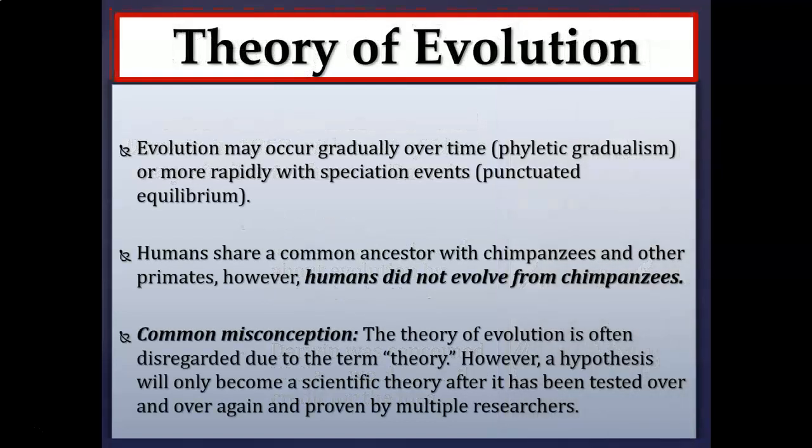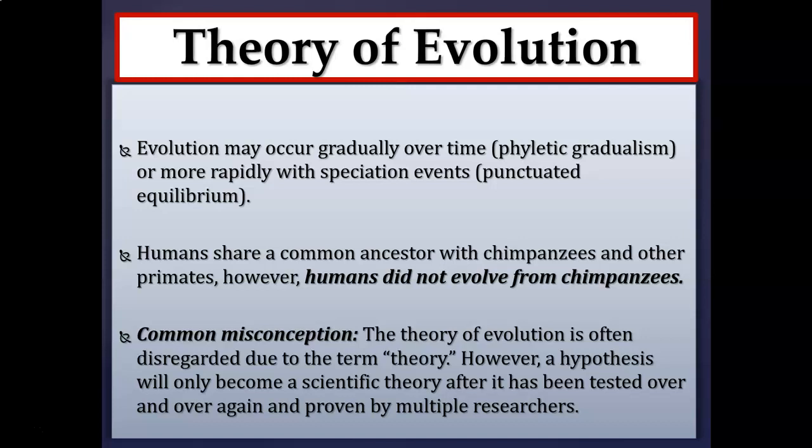All right, so evolution may occur gradually over time. So if the environment is changing gradually, then organisms will also respond by adapting gradually. So that may also be called phyletic gradualism. If the environment changes more rapidly, or if there's a major cataclysmic event, it may force organisms to adapt and evolve more quickly or die out. So more rapid speciation events, those are called punctuated equilibrium.